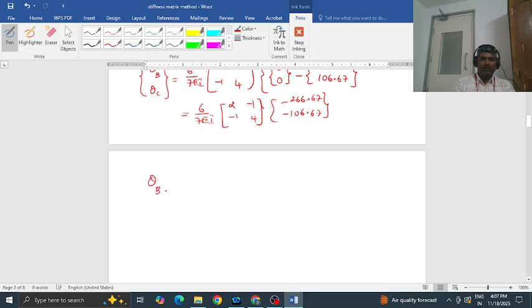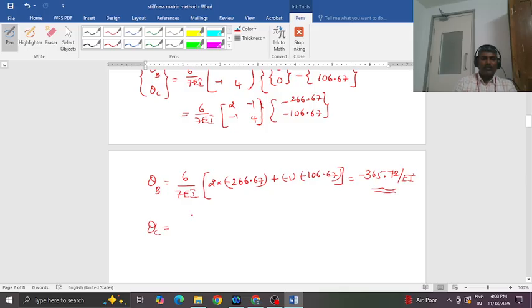Let us say I want the theta B value to be found. So I'll do 6 by 7EI, row-column multiplication, 2 times minus 266.67 plus minus 1 into minus 106.67. So this will give me minus 365.72 by EI. So this is your theta B value.